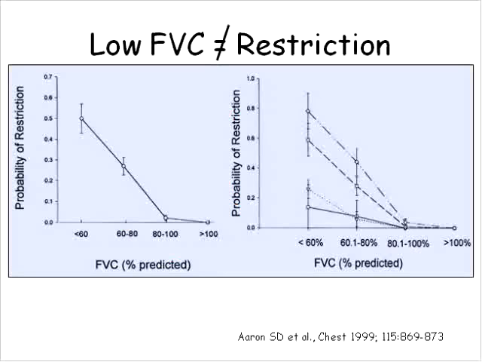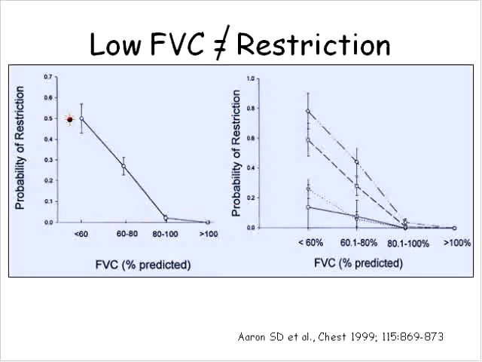This is some data published a few years back by Sean Aaron and colleagues in CHEST 1999, and what they basically did was ask themselves, how often do patients with reduced forced vital capacities actually have restrictive lung disease? You can see that in individuals who have normal vital capacity, the incidence of restriction is pretty low. However, as the forced vital capacity falls, the incidence of restriction tends to increase. However, even in individuals who have a very low vital capacity, 60% or so, only about half of those individuals show up as having restrictive lung disease.